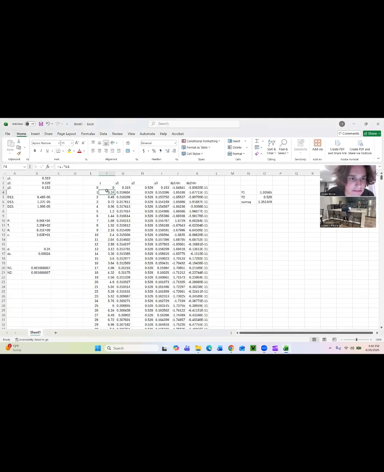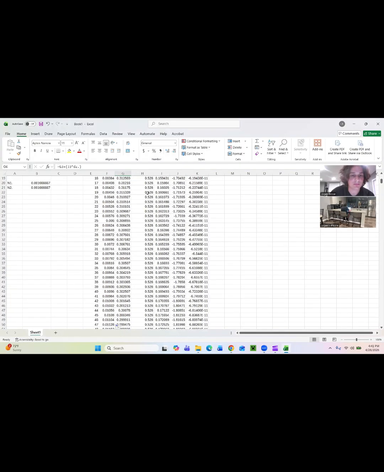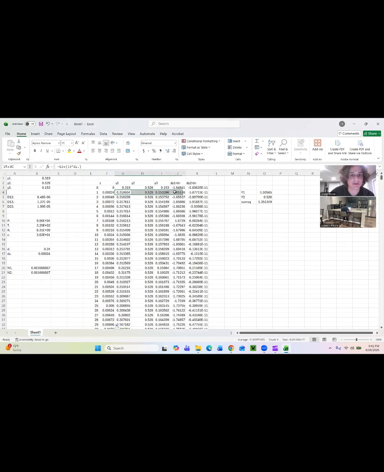Actually, I just noticed this. I have this referencing the wrong cell. It should be DZ, right? We should be referencing this cell here, and then this can go all the way down, which will then shift, right?